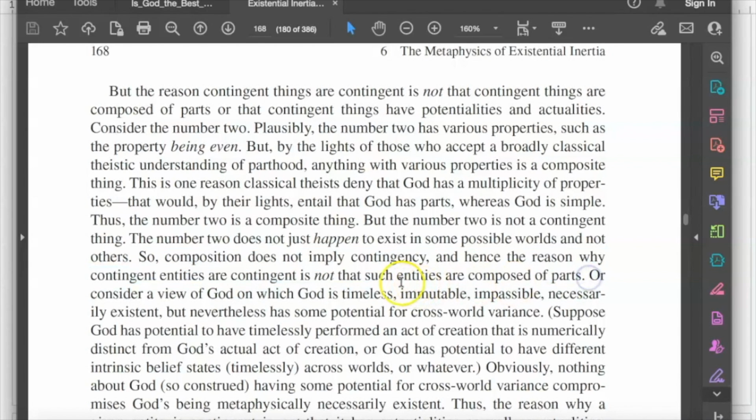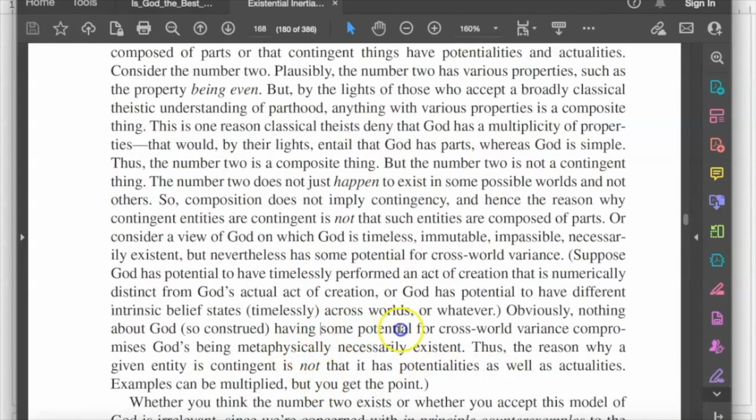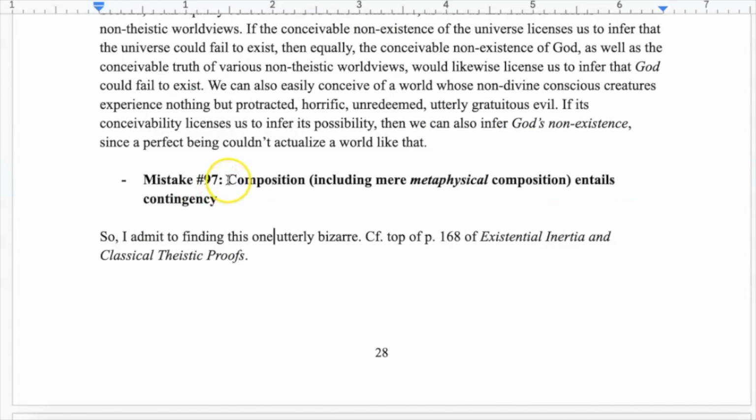Or consider a view on which God is timeless, immutable, impassible, necessarily existent, but nevertheless has some potential for cross-world variance. Obviously, nothing about God so construed having distinct properties, and nothing about God so construed having some potential for cross-world variance compromises his being metaphysically necessarily existent. In short, there just seems to be nothing wrong with there being a composite object, all of whose parts necessarily exist, and all of whose parts are necessarily conjoined with one another so as to make up the relevant thing. So I don't see any issue whatsoever in there being a necessary but composite thing, and people are often far too quick in basically merely asserting that composition entails contingency.